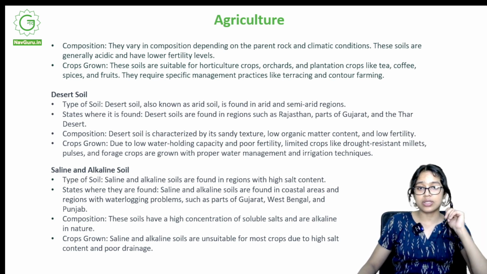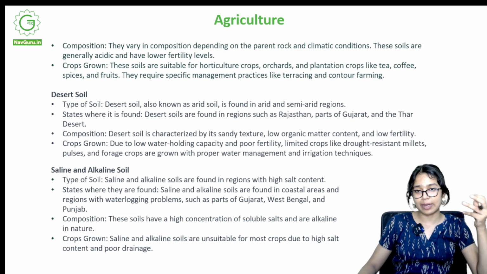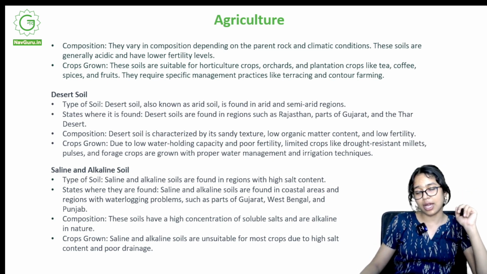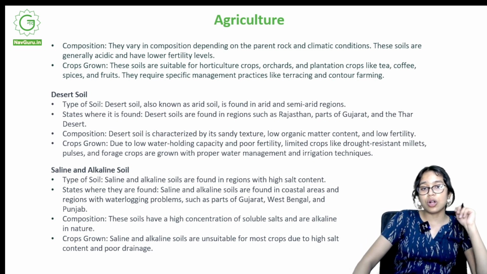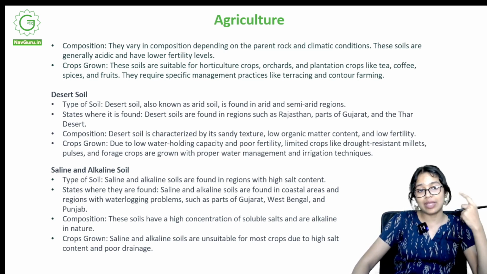Crops grown: these soils are suitable for horticulture crops, orchards and plantation crops like tea, coffee, spices and fruits. They require specific management practices like terracing and contour farming. Desert soil. Type of soil. Desert soil, also known as arid soil, is found in arid and semi-arid regions.